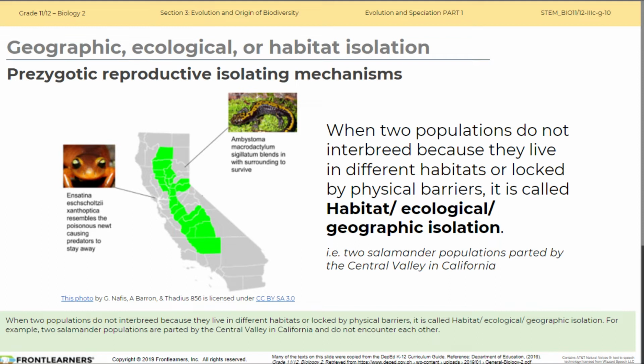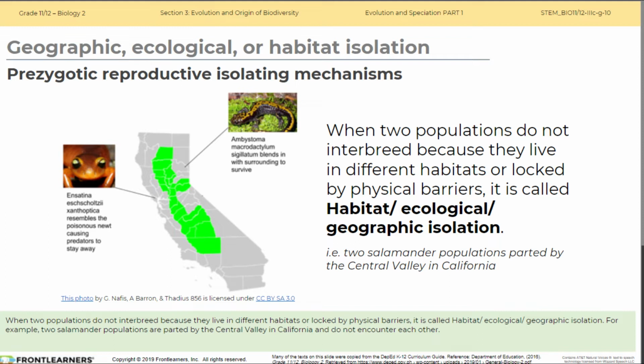Although they are capable of mating with each other, hindi sila makapag-mate kasi nga there is a physical barrier. Yan. So sabi dito, hiniwalay sila ng Central Valley in California. So dahil nga yun, isipin mo na lang, mag-asawa na foreigner, yan, hindi sila makapag-produce ng offspring kasi asawa niya nasa ibang bansa, OFW, yun.